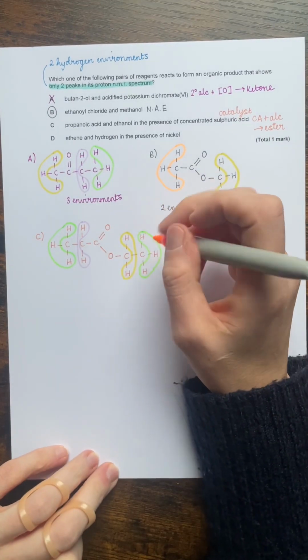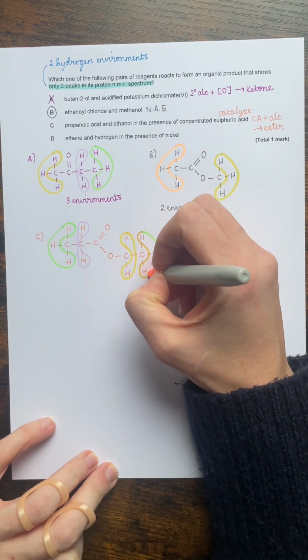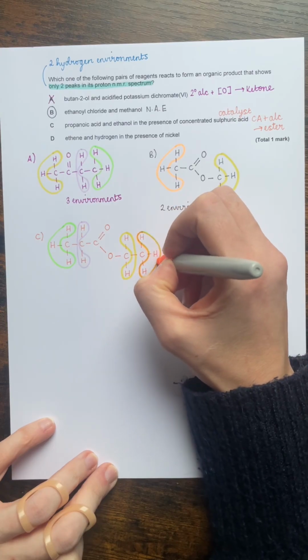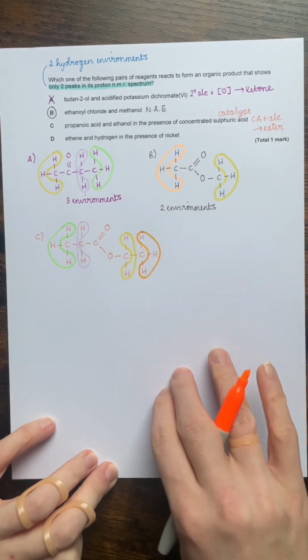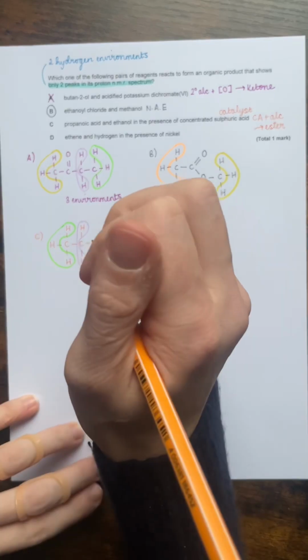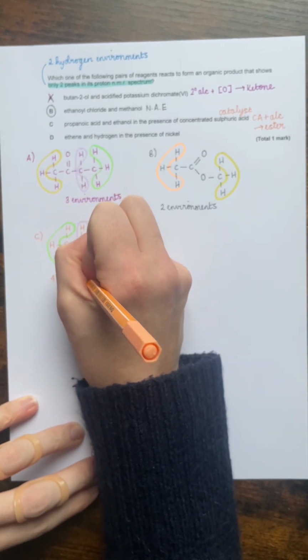Bit of a faux pas there, I've used the green twice, my apologies. Let me go over that and make it a hideous looking brown. You'd think I'd be alright at this whole speaking and writing at the same time thing about now, but clearly not. So there are 4 environments in this one, 4 hydrogen environments in this one.